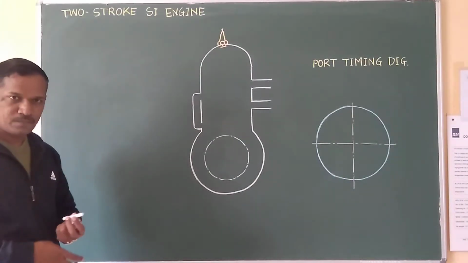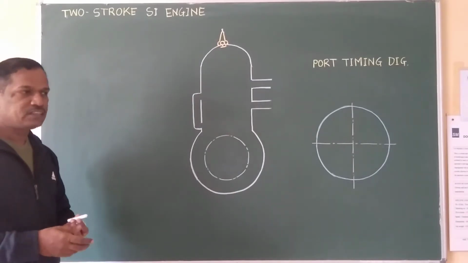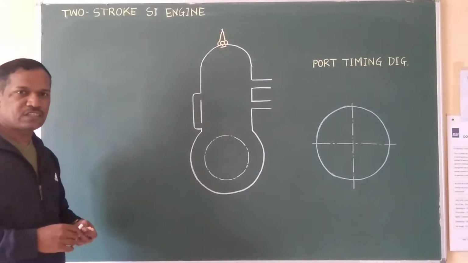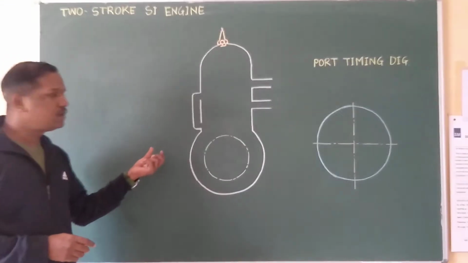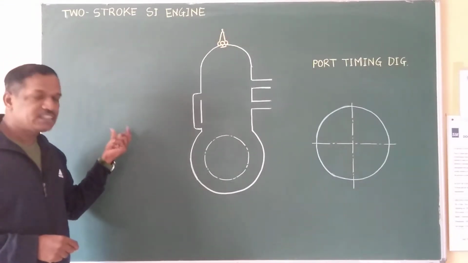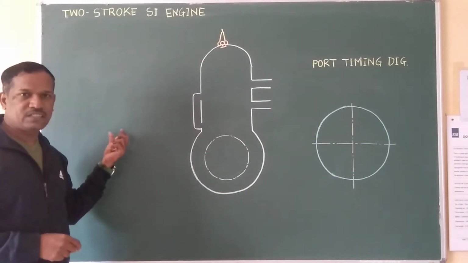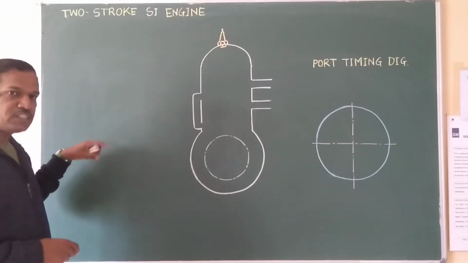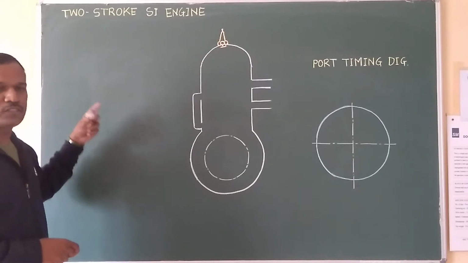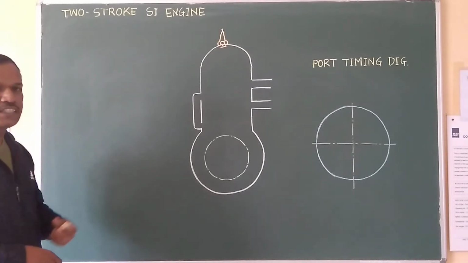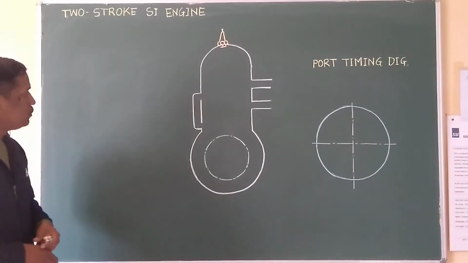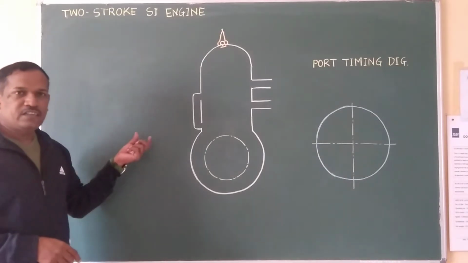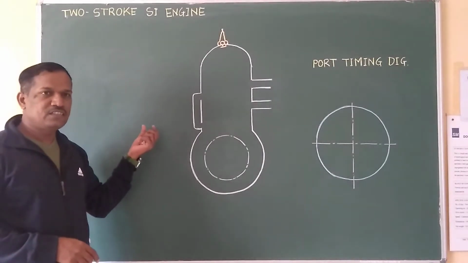But it becomes a little bit difficult to draw 2 strokes. It is quite easy to draw a 4-stroke schematic, but in 2-stroke we have to make some correction in the position of the piston and crankshaft. According to that, it must be visible that 2 processes are going on. So let's start how to draw.